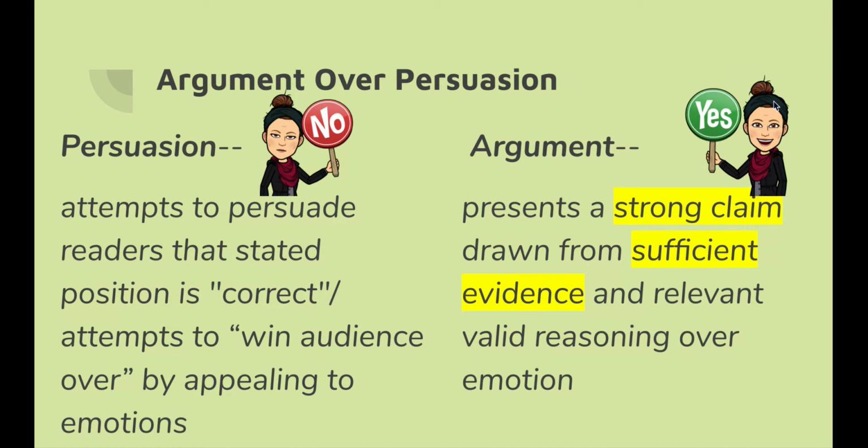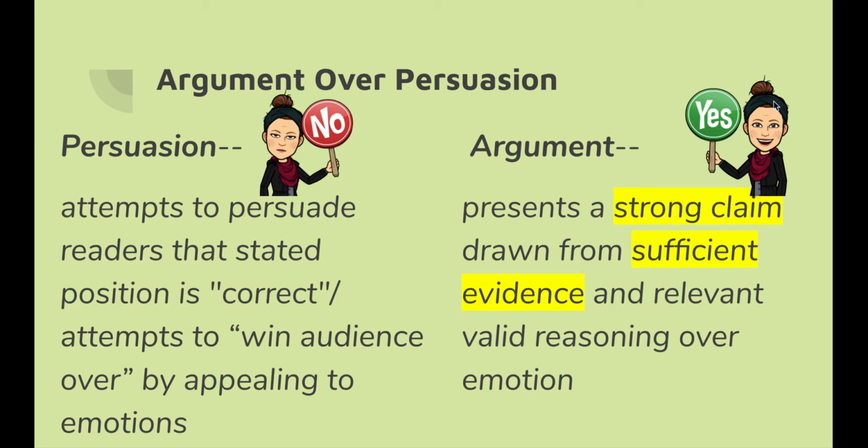One important distinction to make before we start doing this is the difference between argument and persuasion. So persuasion is what we were studying when we were really studying rhetoric, and how people can use language to manipulate and persuade people and use emotions to really persuade people that their position is correct. A persuasion is an attempt to win the audience over, often by appealing to emotions.